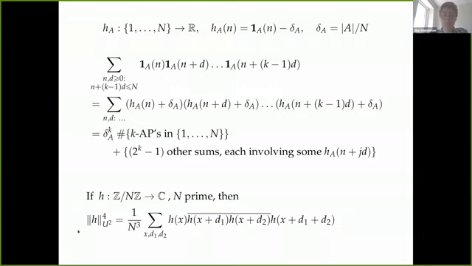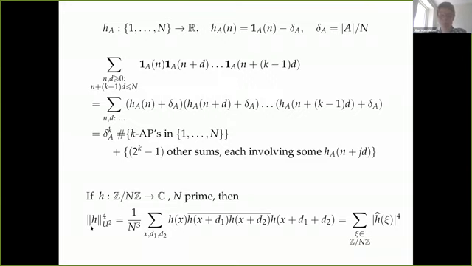I have written here the expression for the U2 norm. When you go to higher order uniformity norms, the number of factors doubles with each step. The U2 norm is very interesting because it has an alternative expression as a sum over Fourier coefficients of the function that you are looking at.